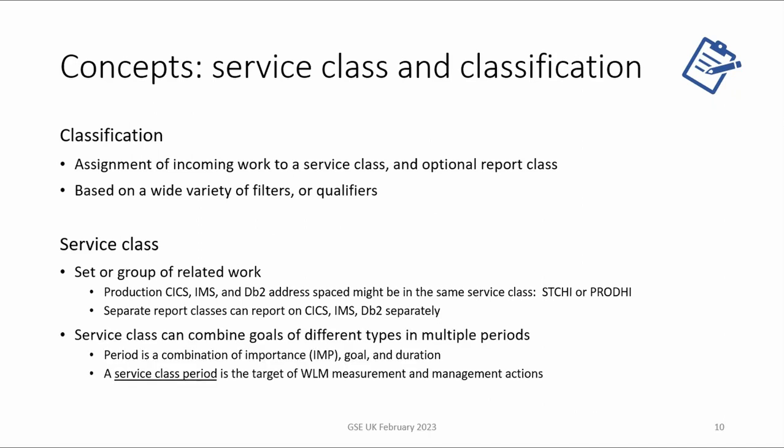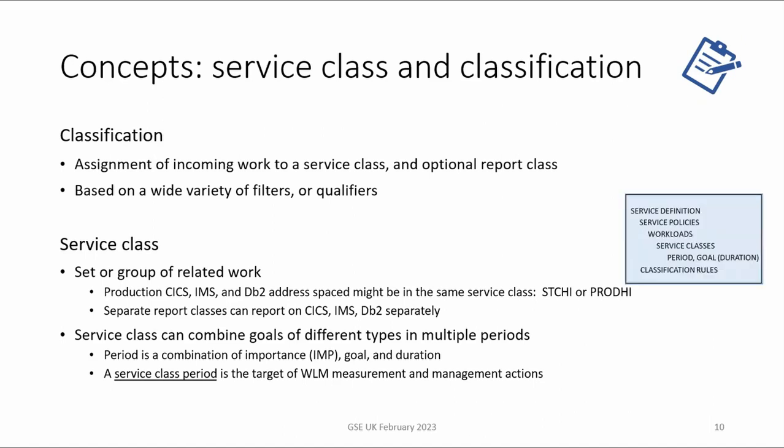A service class can combine goals of different types if you use multiple periods. And a period is a combination of an importance, which we haven't defined yet, and a goal and a duration. And a service class period, which is the smallest unit of granularity now, is the target of WLM measurement. That's what WLM is going to keep track of, and that's where WLM is focusing to determine: are you meeting the goals you set or not, and where should WLM apply resources or not. So that's the service class period that's going to be the focus of all of this.